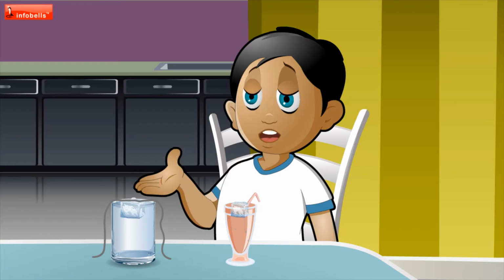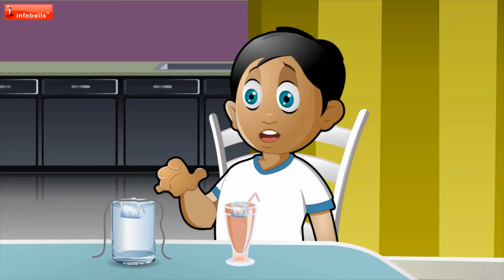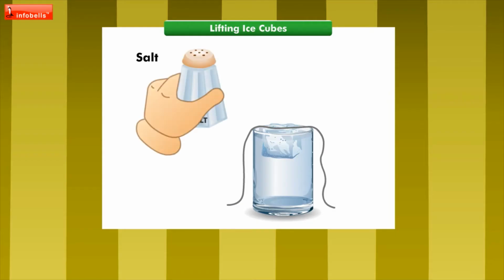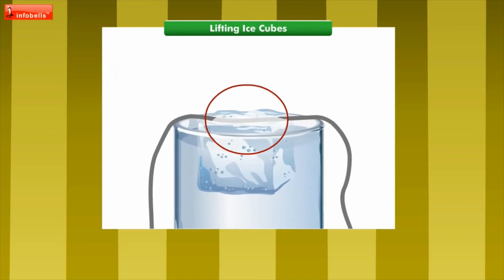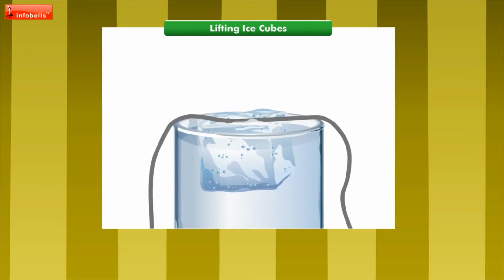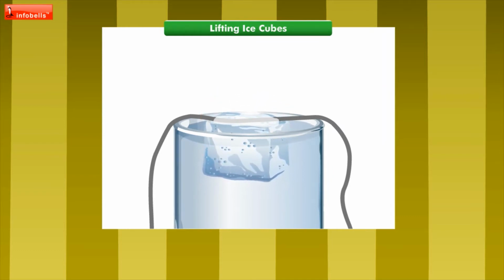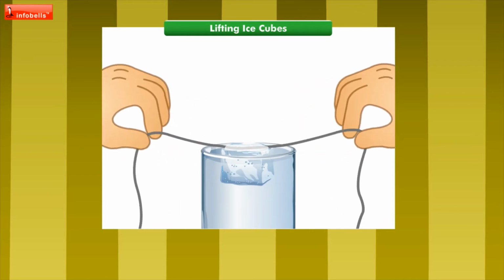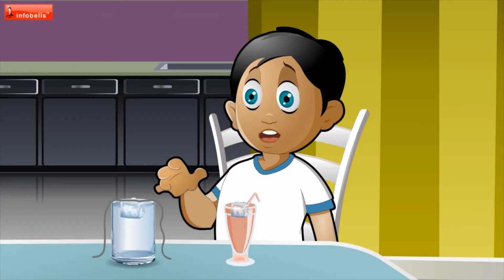Wow! This is spectacular! Do you know the reason, Andy? No, I don't know. Salt makes ice melt. Sprinkling some salt on the ice cube makes a little puddle of melted ice. While you wait, the ice cube refreezes the puddle around the string. Now ice surrounds the string, so the ice cube sticks to it when you lift up the string. This was fun! Let me try this once.